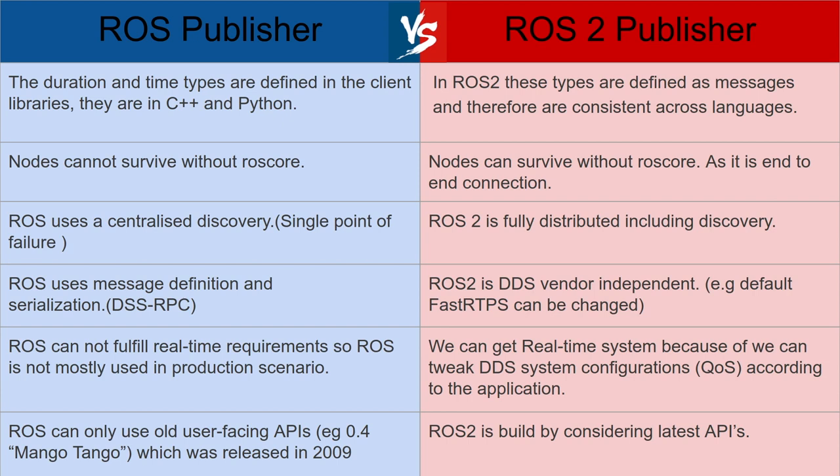Secondly, those of you who know ROS1 know that a node cannot survive without ROS core. But in ROS2, there can be nodes which survive without ROS core because there is an end-to-end connection and it is not a middleware. In ROS1, we have centralized discovery. That means that for a node to be known, it has to register through ROS core. The bad part here is, if I have a failure in ROS core, my full system fails. So it is a single point of failure.